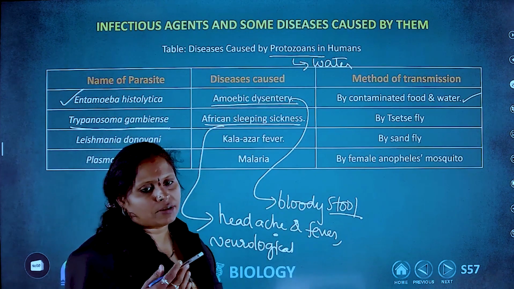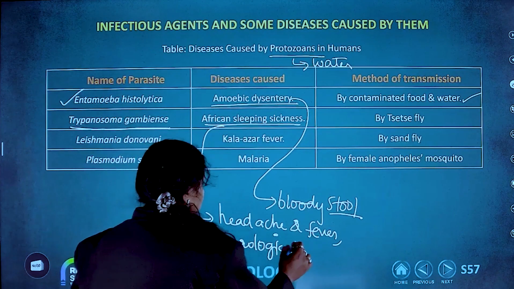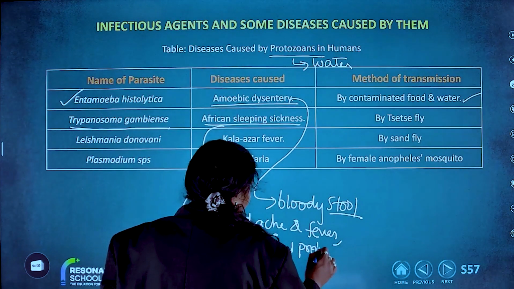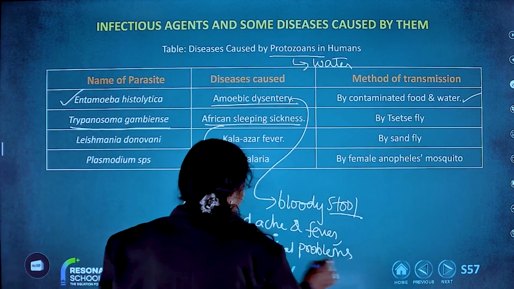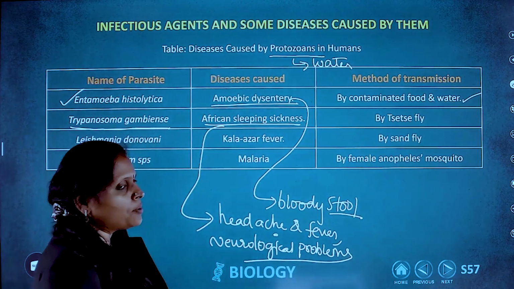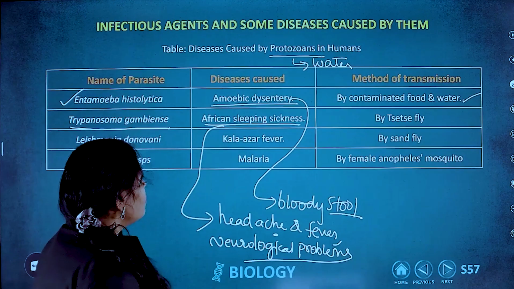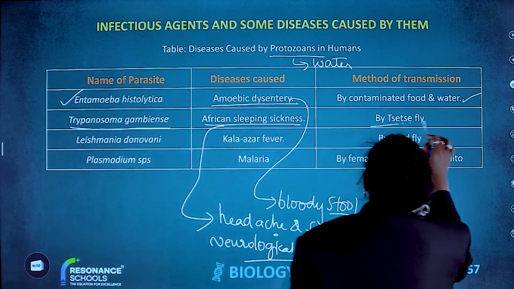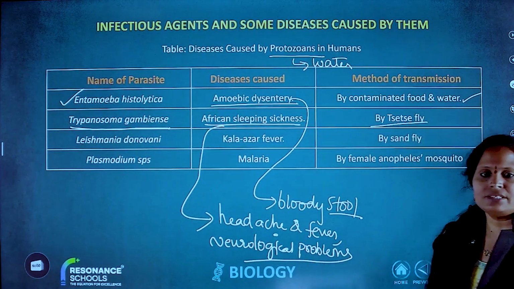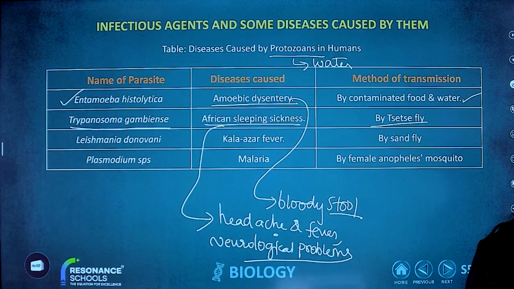If not, the person will die. Okay, neurological problems. Headache and fever and neurological problem. It is spread by the tsetse fly. We call it the tsetse fly. Nerve disorder, yes, tsetse fly.